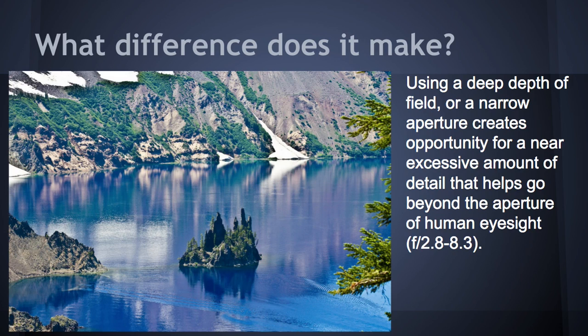And what difference can it make? Using a deep depth of field or a narrow aperture creates opportunity for a near excessive amount of detail that helps go beyond the aperture of human eyesight, which is typically between 2.8 to 8.3.